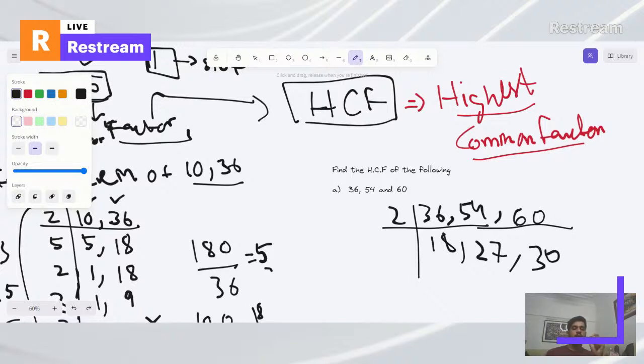So which is one number that can be used to divide all of these numbers? And mind you, it should be the smallest number possible. All right, so let's start with 2. Can 2 be used to divide all of these numbers? Yes, 2 can be used to divide 18, but it can't be used to divide 27, right? So we can't use 2 here. Now let's try with 3. If I take 3, 18 divided by 3 gives us 6. 27 divided by 3 gives us 9. And now 30 divided by 3 gives us 10. So 3 can be used.